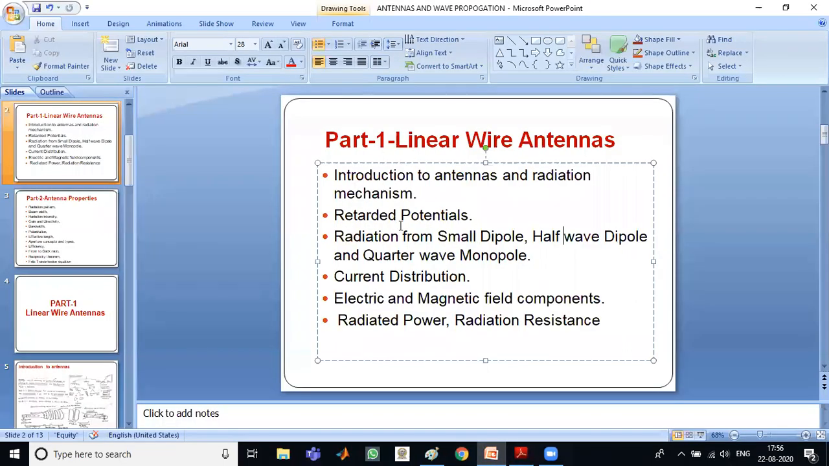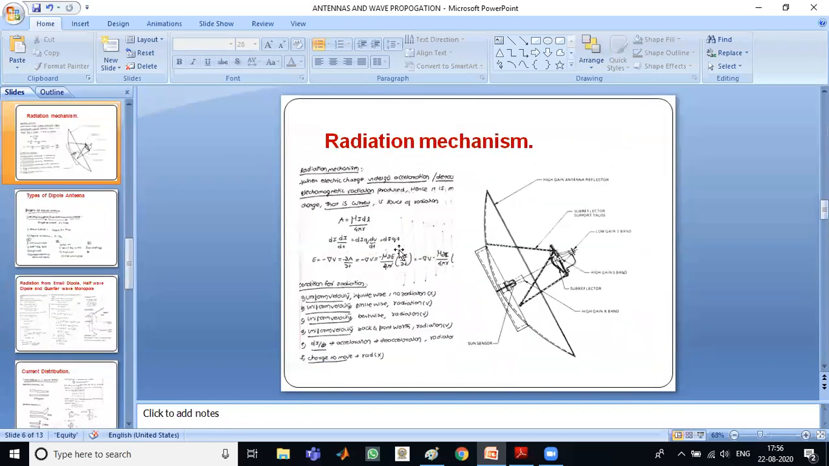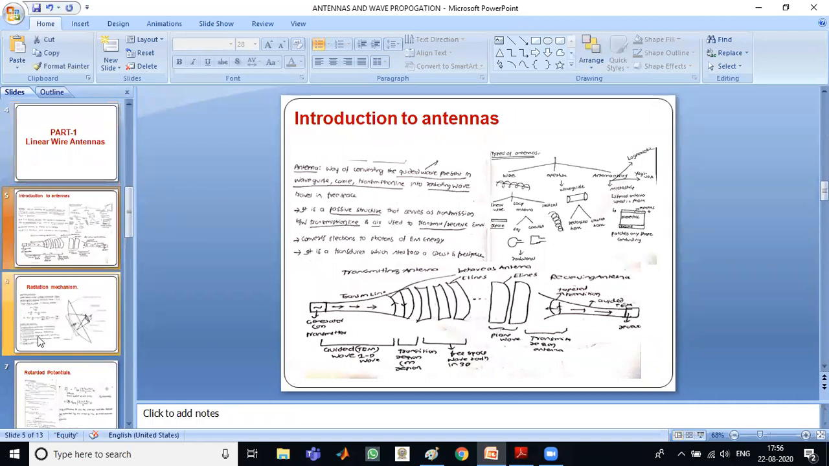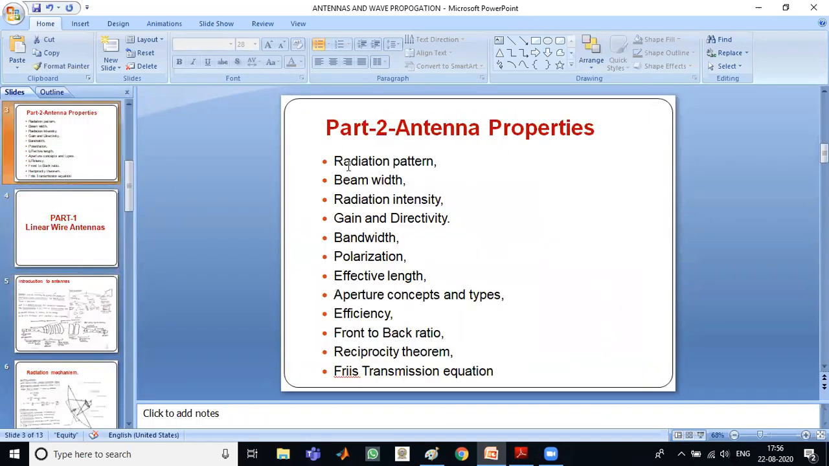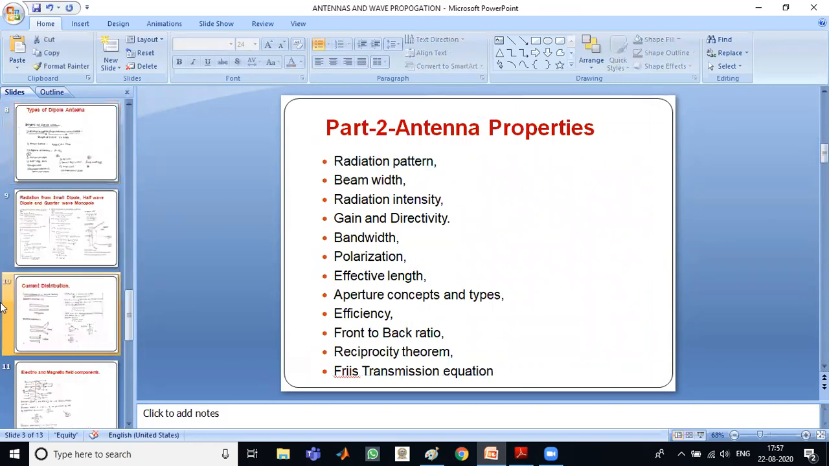With this, we have completed the first part of antennas. In the second part of antennas, we will be dealing with the properties of the antennas. These are very important and basic formulas which are used for the construction of antennas.